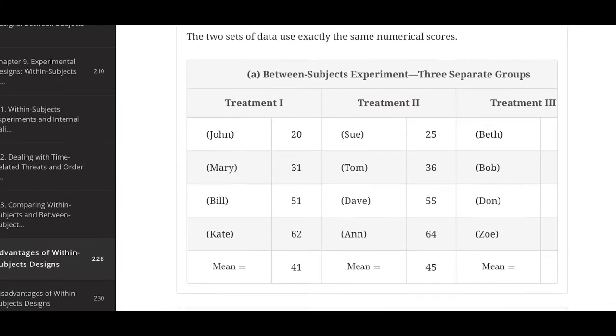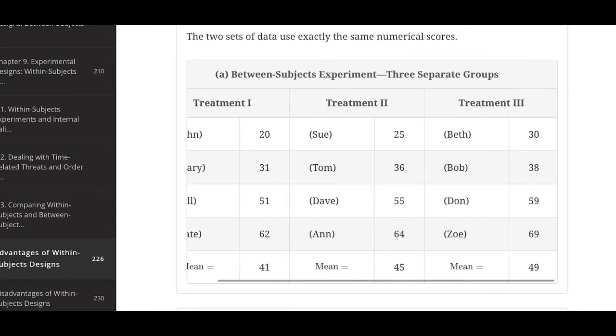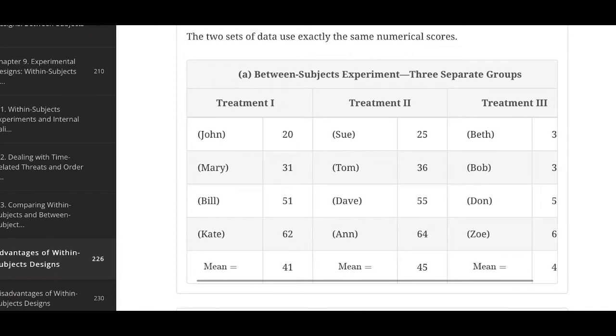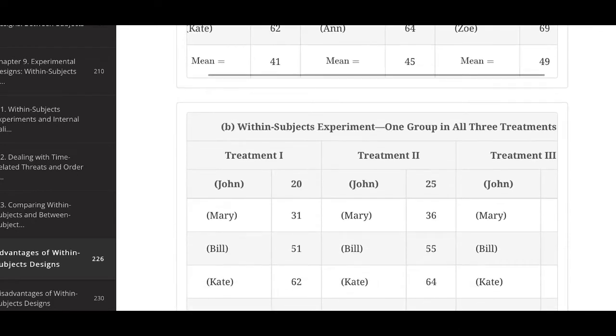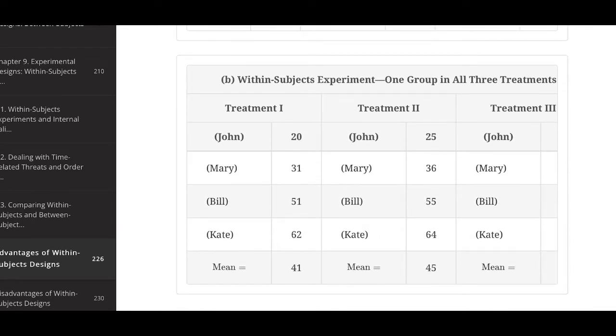And what that means is, if we go over here to table 9.3 from your chapter, you see in this first part, A, these are all different people in each condition, right? John, Mary, Bill, Kate are in treatment 1. Sue, Tom, Dave, Ann are in treatment 2. Beth, Bob, Don, Zoe are in treatment 3. So they're all different. If we go down here to the within subjects, you see that it's only John, Mary, Bill, and Kate. So again, fewer participants. There's only 4 participants here.